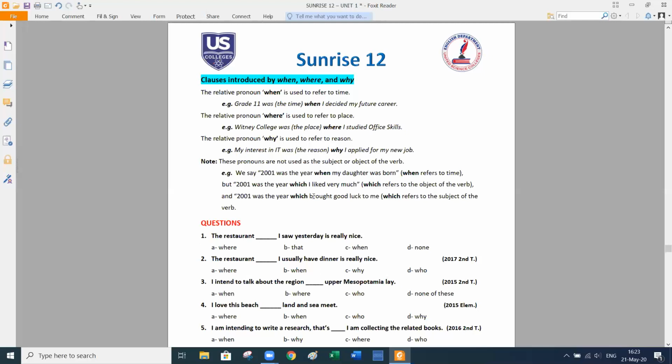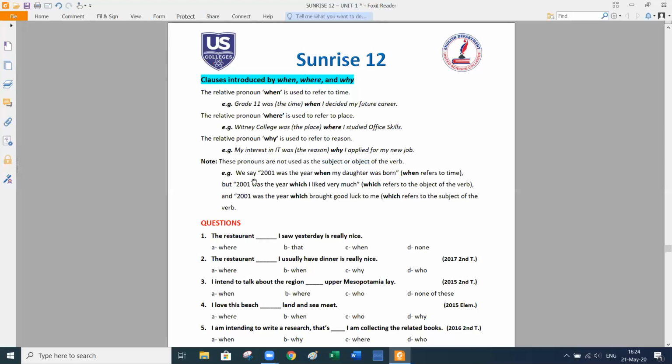Now we have more examples here. The nouns are not used as a subject or object of the verb. Now that's important. If you are confused, for example, in the exam, whether to use when or which, you should make sure that the relative pronoun is not the subject or the object of the verb. Not the subject, not the direct object of the verb. That's important.